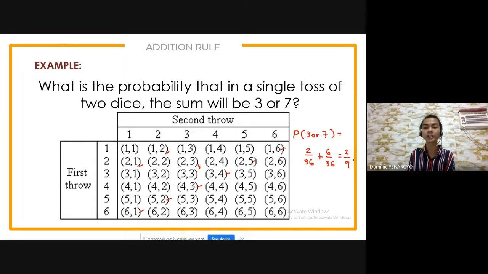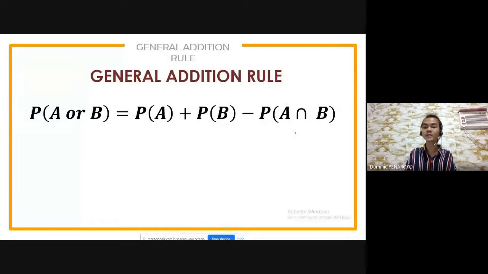Again, class, you need to express your answer as a reduced fraction. Pero pag nagso-solve kayo, wag nyo na munang i-simplify. So, isi-simplify nyo siya sa final answer na. Okay, so let's proceed. Let's proceed with the general addition rule.